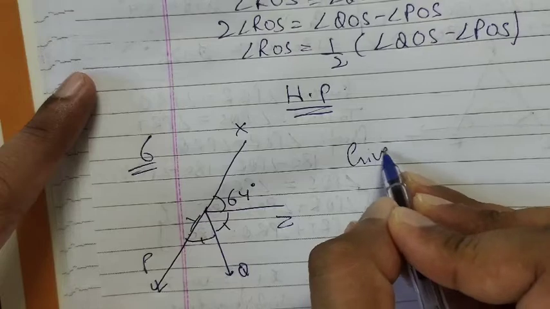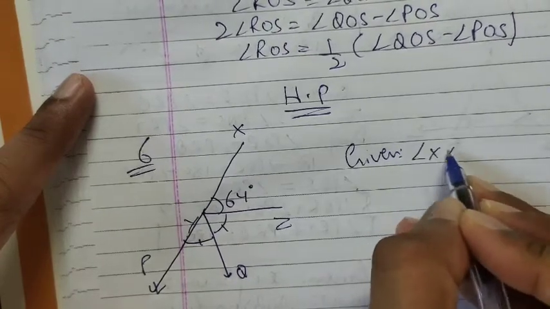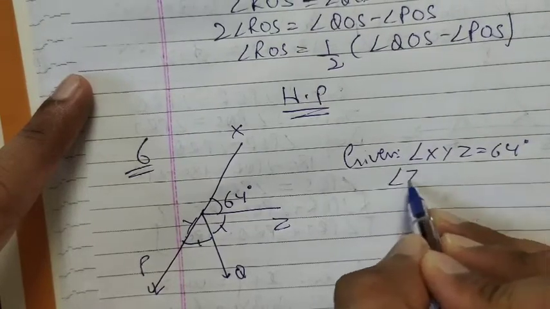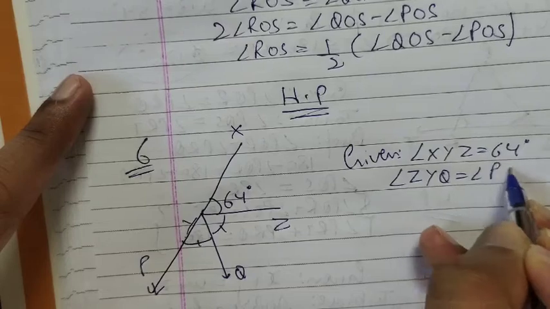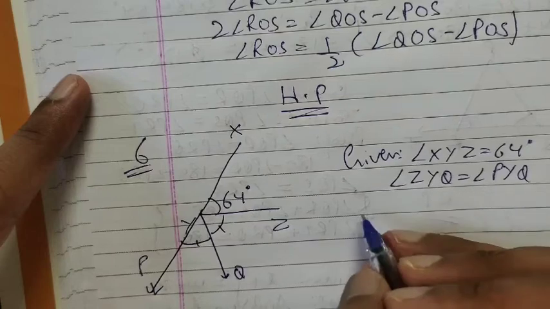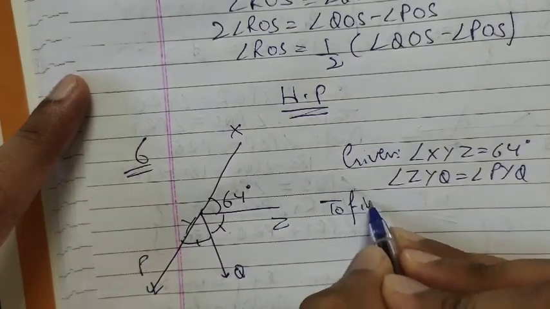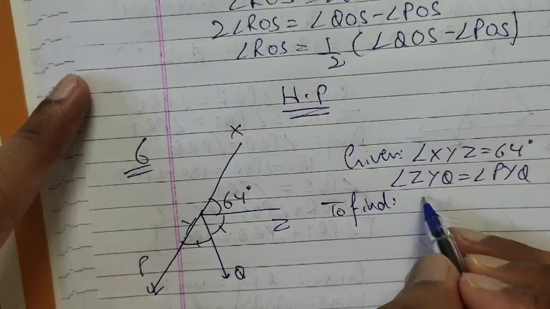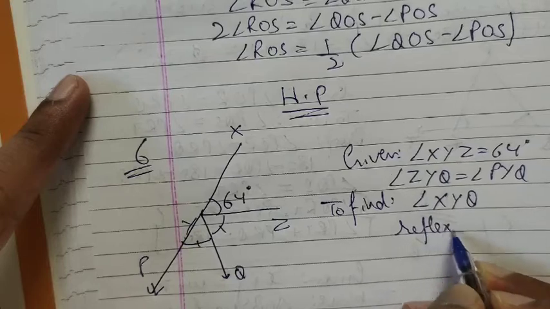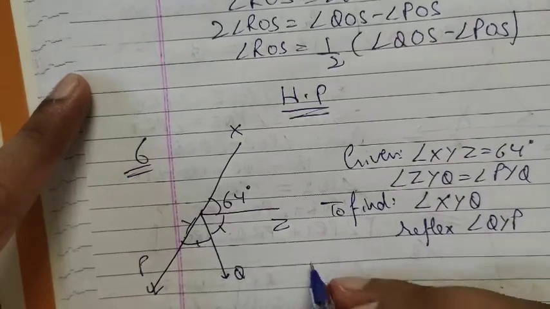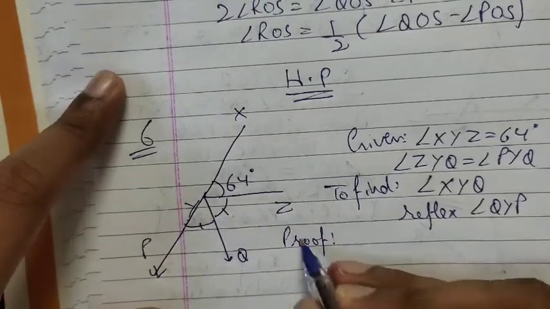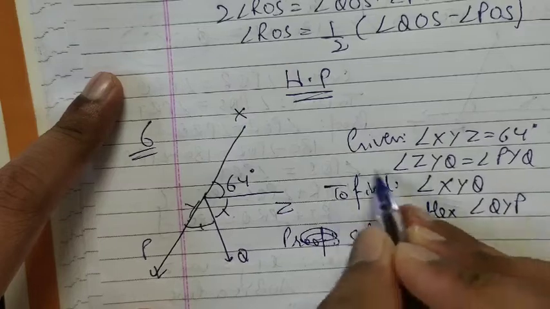So given, angle XYZ is equal to 64 degree and angle ZYQ is equal to angle PYQ, right? Both the angles are equal. It is also given. So to find, we need to find angle XYQ and reflex angle QYP, right? So in proof, what do we have? Sorry, not proof, solution this time, because we have to find something.